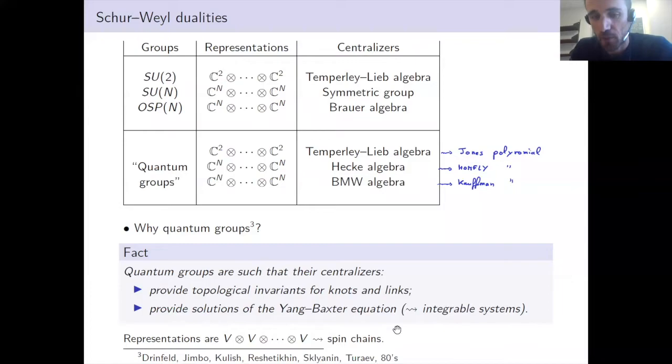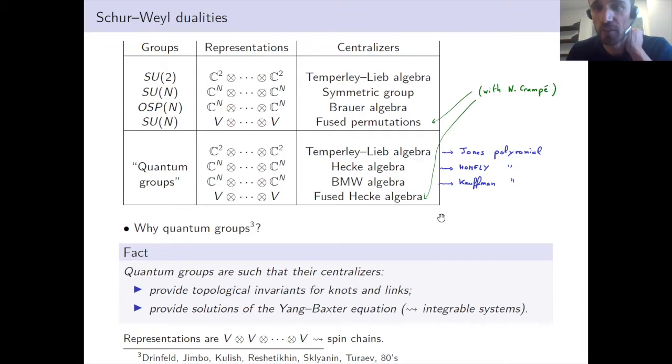So you see in my example, Temperley-Lieb, Hecke, and BMW algebras appear as centralizers of some quantum group representations. But if you're a knot theorist, you will know them because they produce the most famous polynomial invariants, which are respectively the Jones polynomial, the HOMFLY polynomial, and the Kauffman polynomial. So again, I don't want to go into details, but the message is the following. If you look at the centralizers of some representations, you will find very interesting algebras. That's the conclusion here.